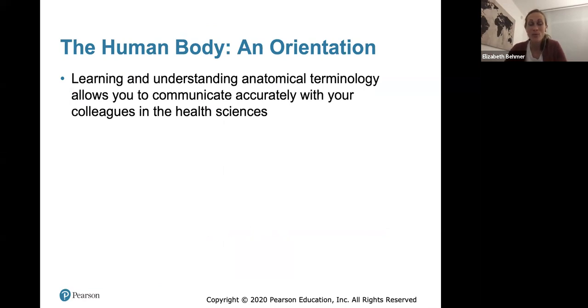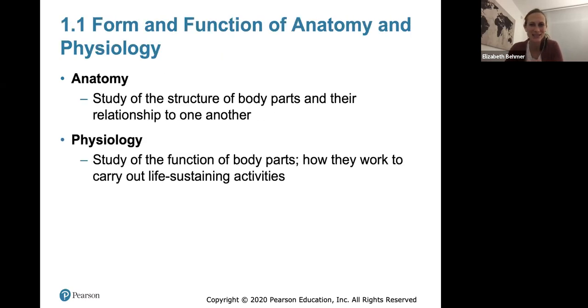This is all very important information too in this first chapter that you will take with you no matter what healthcare career you might go into. So with the human body, learning and understanding the anatomical terminology will allow you to communicate accurately with your colleagues in the health sciences. And that's why you took a whole class in anatomy.